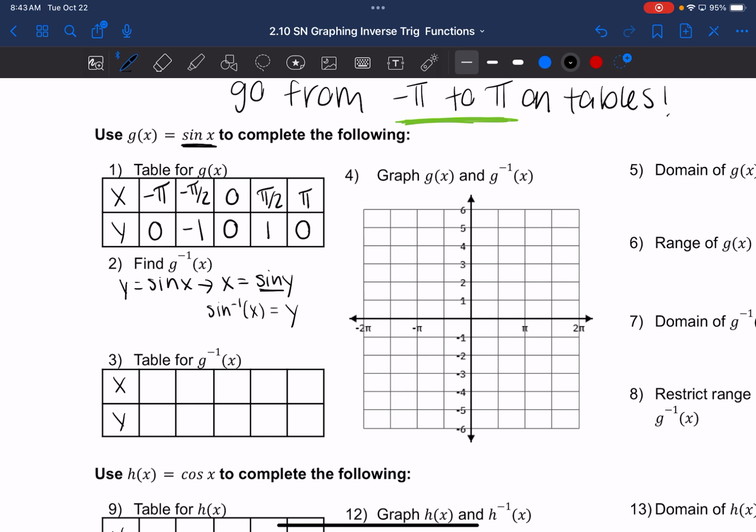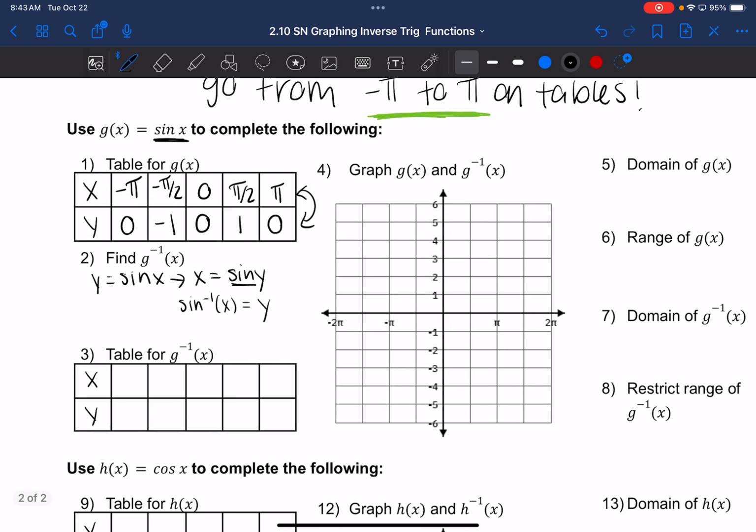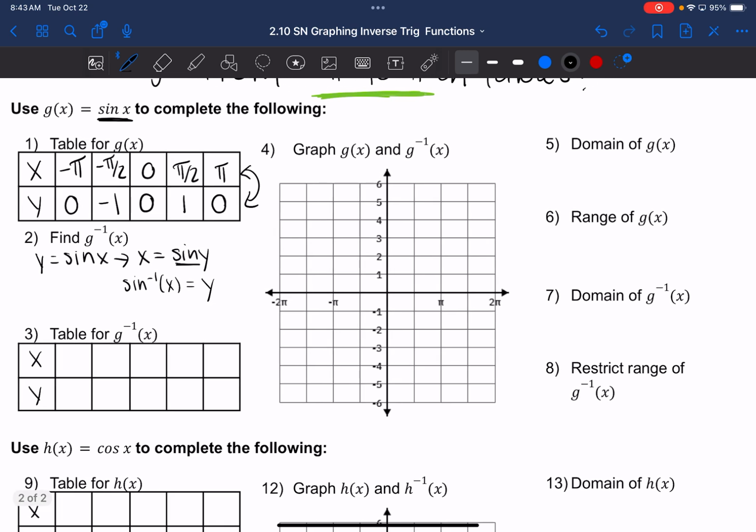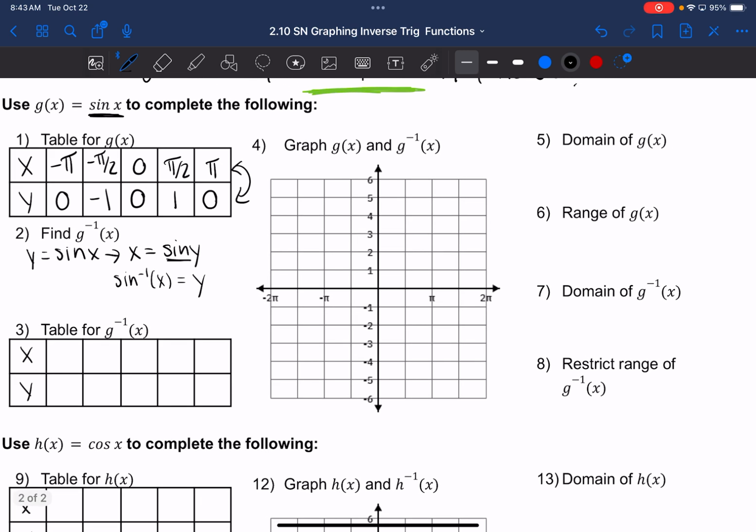Okay? And then what did we say you do to come up with your new table of values? Right. So when I go fill in this table, I'm just going to switch these two rows, and then I'm going to graph those. Because it says graph them both on this picture, and then you just tell me what the domain and ranges would be. All right?